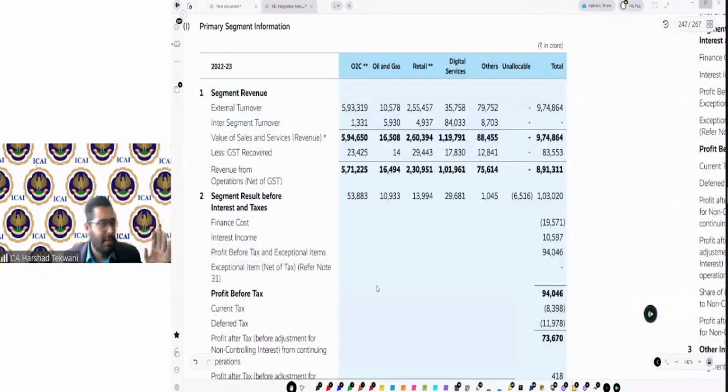Okay. Now this is the segment information which is given for a particular company. I have randomly picked the company name, I'm not doing publicity of a name. So please do not focus on the name. That's a randomly picked one.